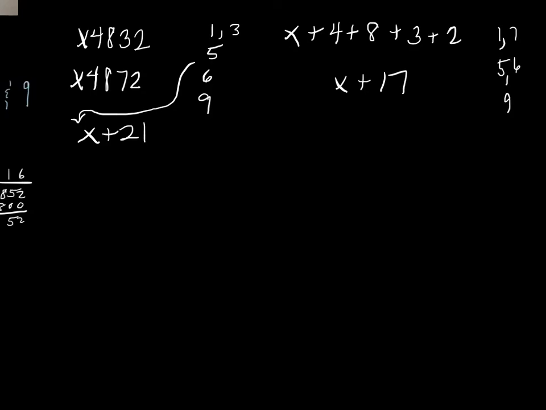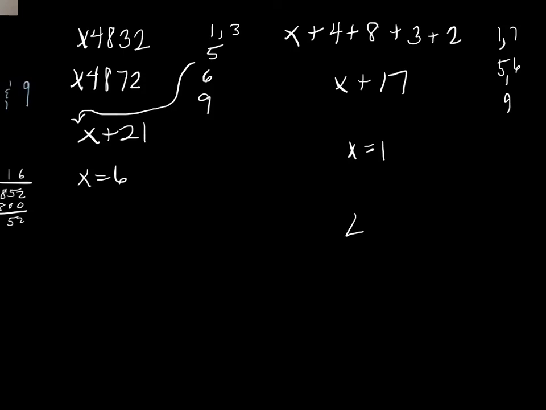In this case, which one gives us a multiple of 9? x equals 6. And in this case, which one gives us a multiple of 9? x equals 1. But now, look at what happens.